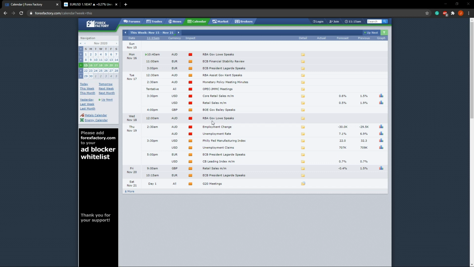Wednesday, again, some events from Australia. The Bank of England governor speaking again. On Thursday, there's unemployment rates and unemployment changes throughout the evening or the afternoon rather. And then on Friday, rather muted, some retail sales. And then on Saturday, there's going to be some G20 meetings, and that would perhaps carry into the next week.